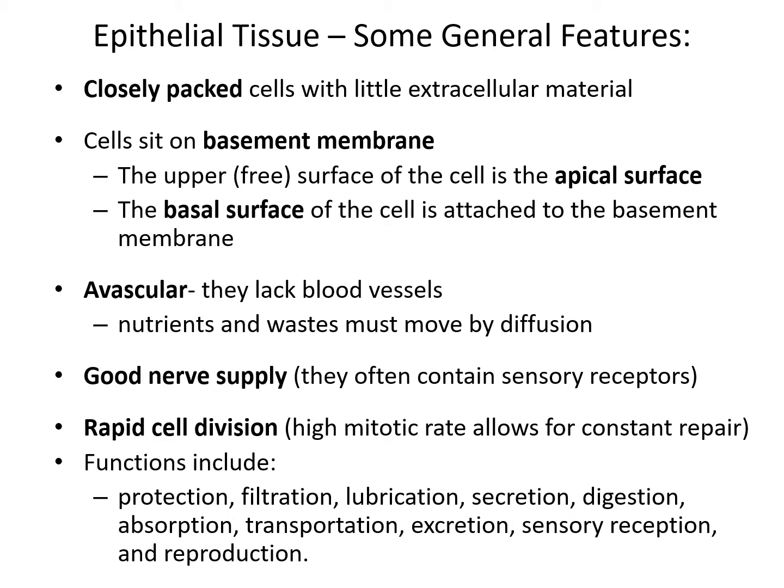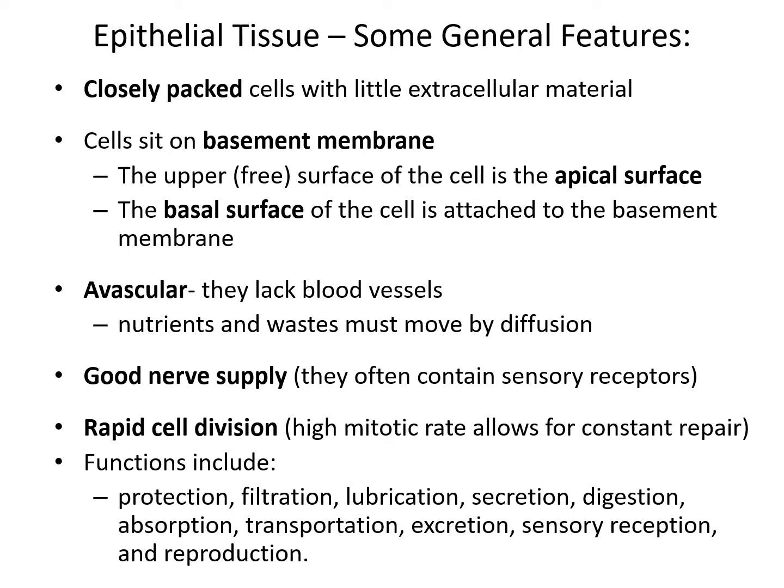They have a good nerve supply, and quite often they're sensory receptors. So in the epithelium, we have pain receptors and temperature receptors and so on. Within your body, within the digestive system, for instance, we have receptors that can detect changes in the chemistry of the body, changes in pH. We have mechanoreceptors that can sense stretching of the stomach, etc.